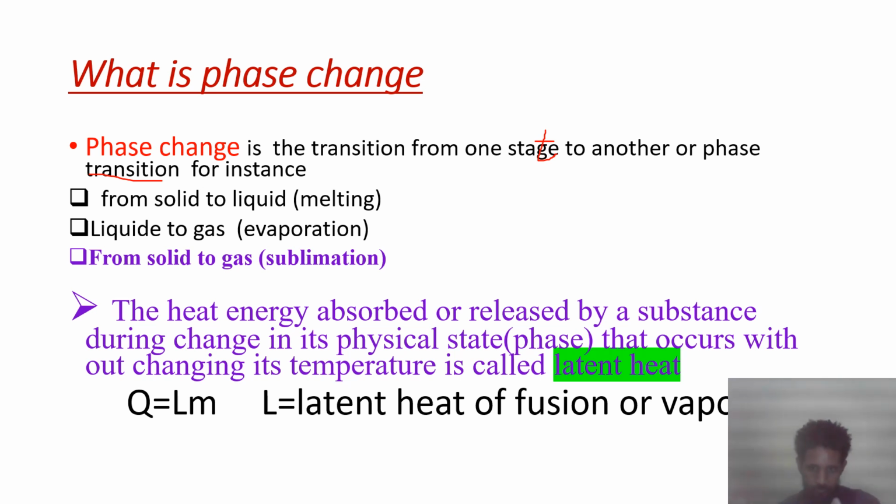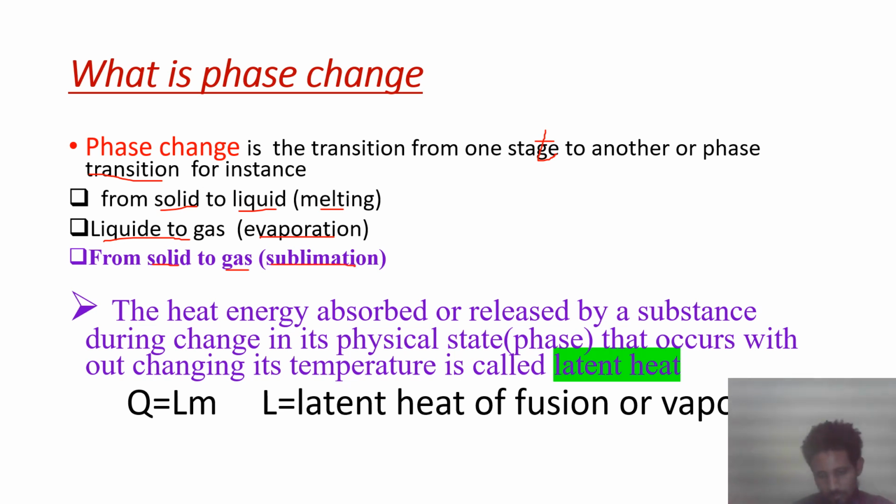This is the transition from one state to another, the transition from liquid to gas, the transition from solid to gas. For example, from solid to liquid is called melting. Liquid to gas is called evaporation. So such kind of change is called phase change. And something amazing is the direct change from solid to gas, which is called sublimation.